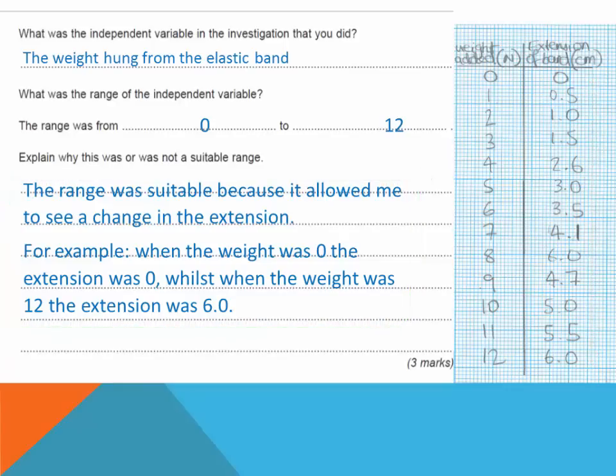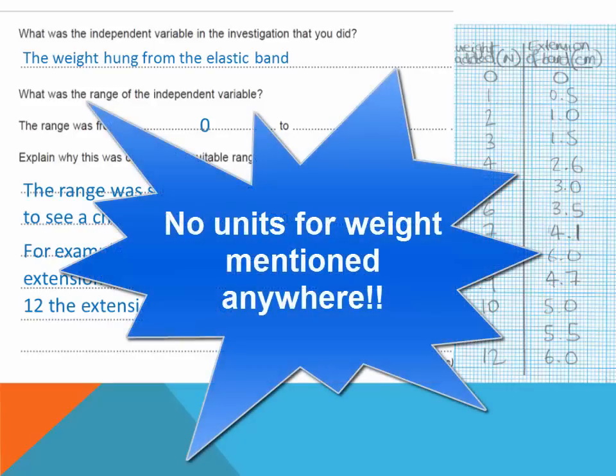They should really be getting 3 marks, but in fact this answer will only get 1, and that's because the marking's hierarchical on ISAs, and when you name a variable you're supposed to give the unit. The unit for weight is the Newton, but because it's not mentioned anywhere in the question, this person's limited to 1 mark.